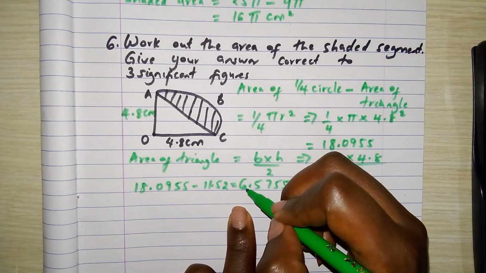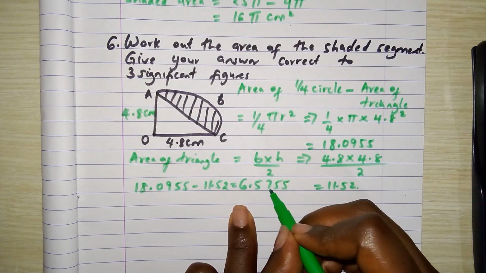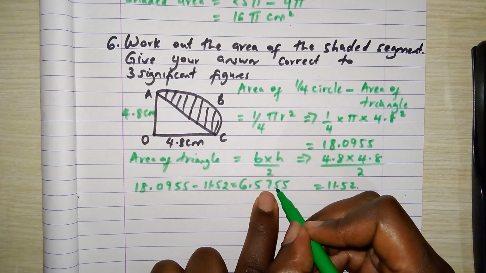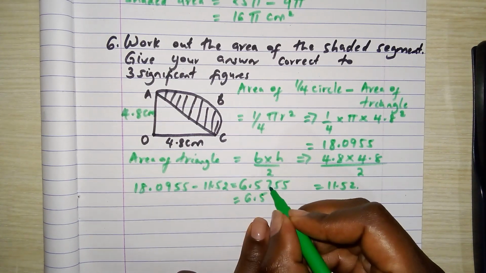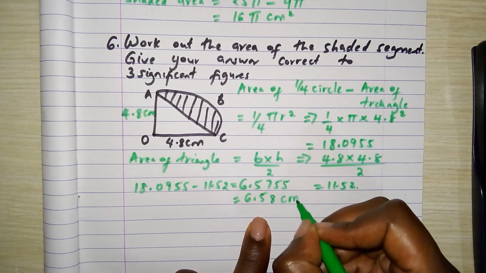But now you want it correct to 3 significant figures. So for significant figures, you count from here: 1, 2, 3. The next number is 5, so this number would round up to 6.58 centimeters squared.